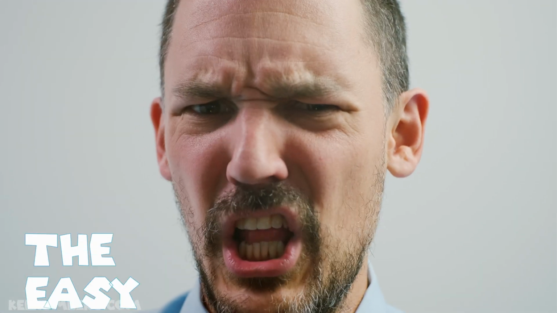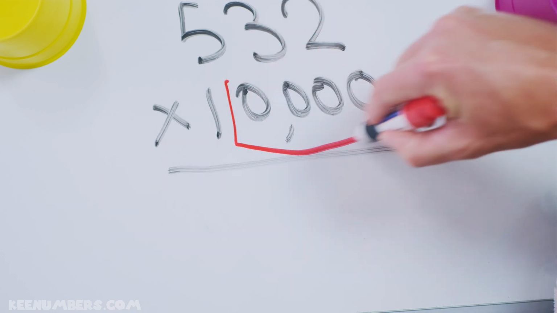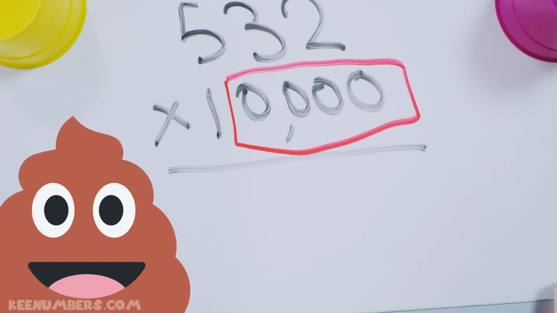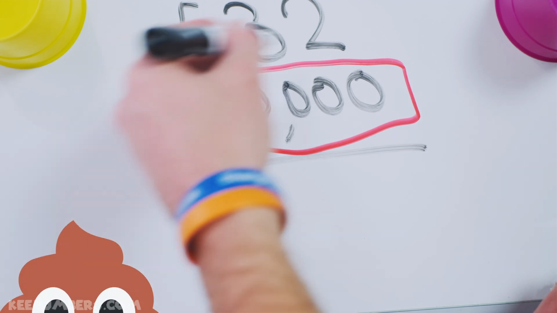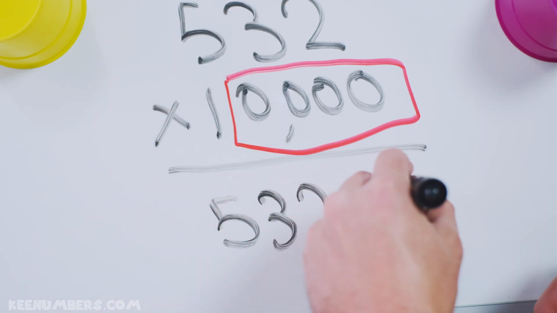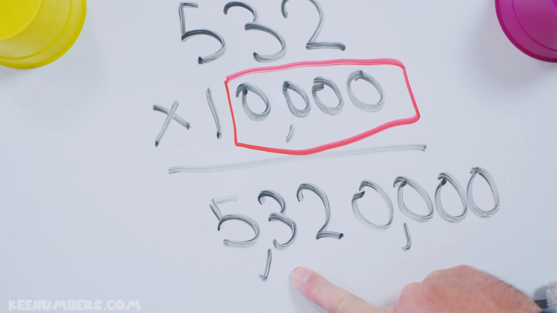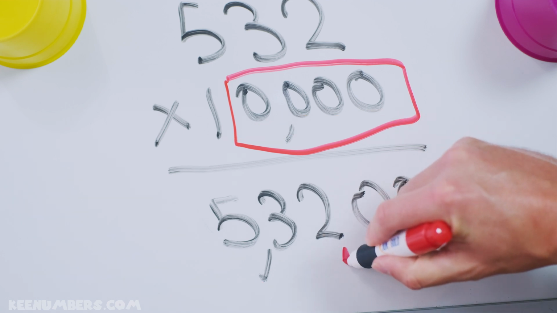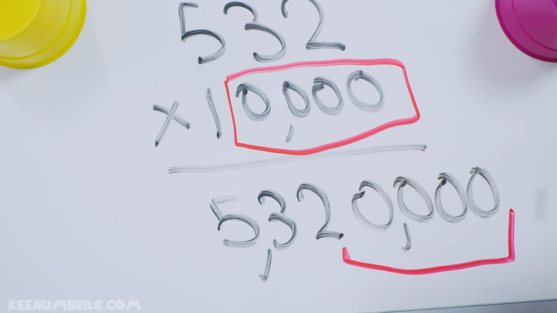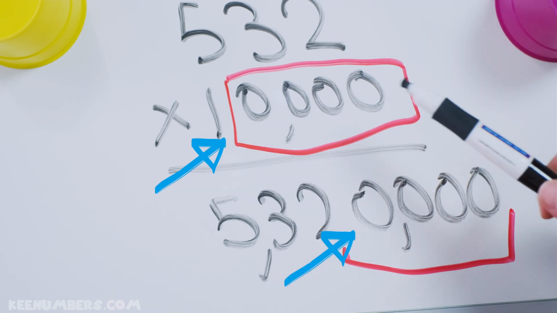Whoa. Let's do this the easy way. How many zeros do you see here? 4. So you're gonna tack on 4 zeros here because you're talking about 532 copies of 10,000. Well, my friends, you're in business. Put your comma every third digit and you'll get 5,320,000 as your answer. You'll notice that we have 4 zeros here. That's the shortcut. Add the zeros to the end of your number when you're multiplying by a power of 10.